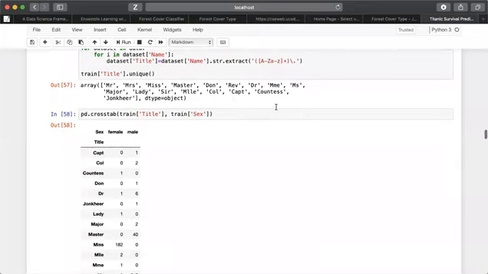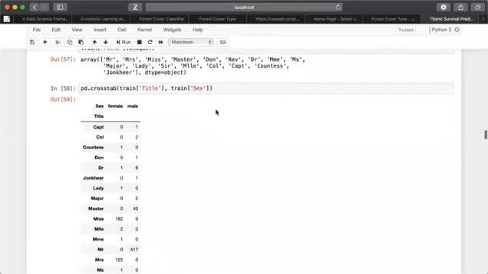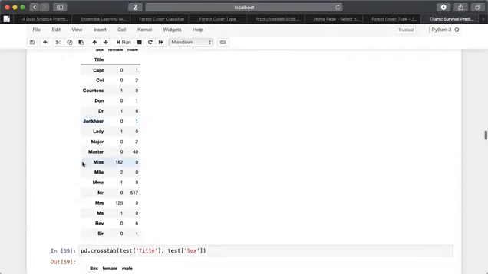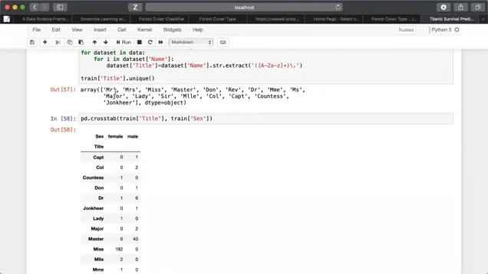And by using the crosstab pandas method, I have found out the title and the sex. For Captain the value was 1 only, and he was a male. Colonel were 2 males. Countess was a female. Don was a male. Doctor is 7, where there was 1 female and 6 males. Jonkheer was a male. Lady definitely a female. Major 2 males. Master 40 males. So by this, I have found out the relation between the title and the sex. Like we know that sex played an important role.